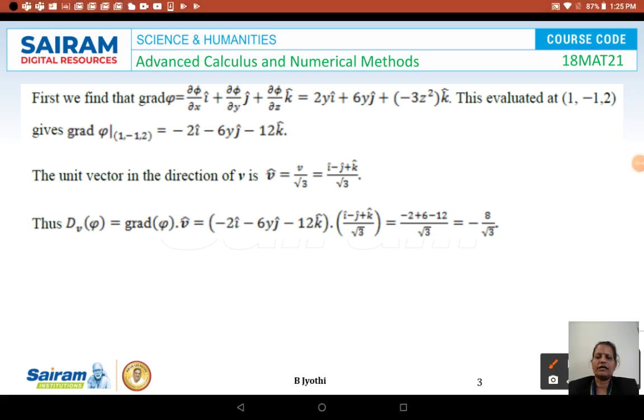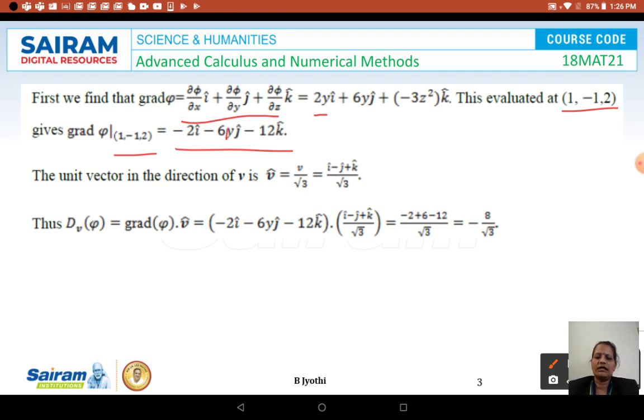First we find grad phi, which is given by the formula grad phi equal to dou phi by dou x i plus dou phi by dou y j plus dou phi by dou z k. So that is given by 2y i plus 6y j minus 3z square k. Evaluated at the point (1, -1, 2), grad phi is minus 2i minus 6j minus 12k.